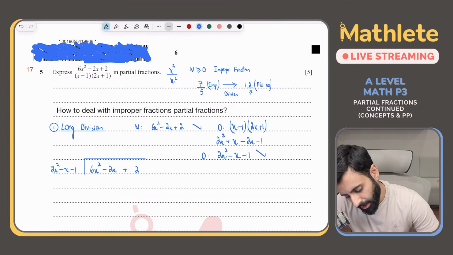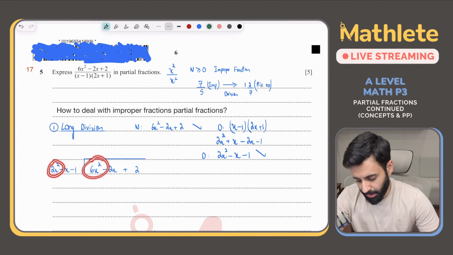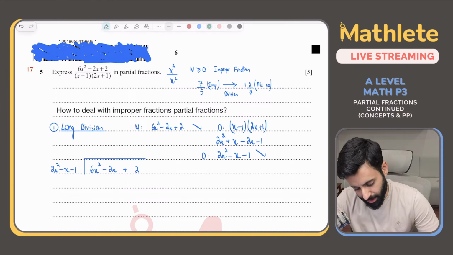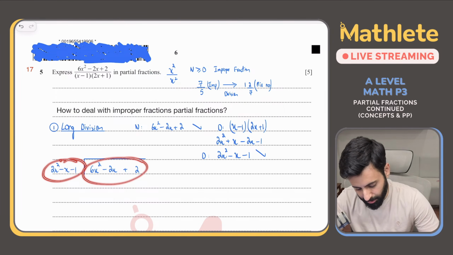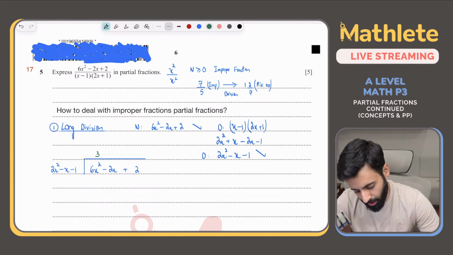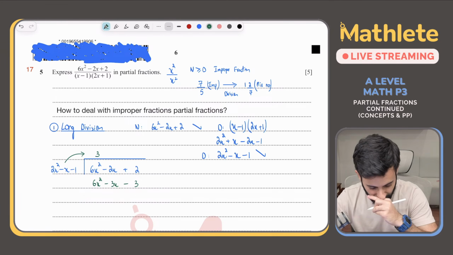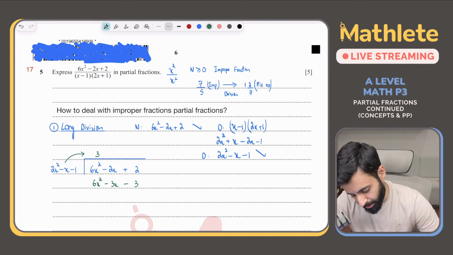So what do I need to multiply 2x squared with if I wish to turn it into 6x squared, so that upon subtraction it can be eliminated? That's what we do in division, right? We try to get this term as close as possible to this term by multiplying it with a certain term. The answer is 3. And only 3, not 3x or 3x squared, just simply 3. If I multiply by 3, we get 6x squared minus 3x minus 3. Remember, the entire expression gets multiplied by 3, not just 2x squared.